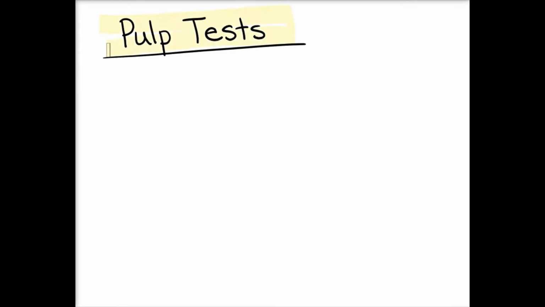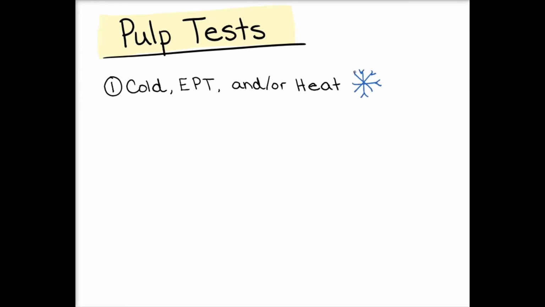So finally, it's time to do the pulp tests. First, you need to know about the cold, EPT, and heat tests. These are pulp sensibility tests, which assess the condition of the nerves within the pulp. So I'm drawing the snowflake here so you'll remember the cold test, and I'm going to draw a lightning bolt to symbolize the EPT test. Now these are very commonly known, but it should be noted that this is just one of 5 tests.